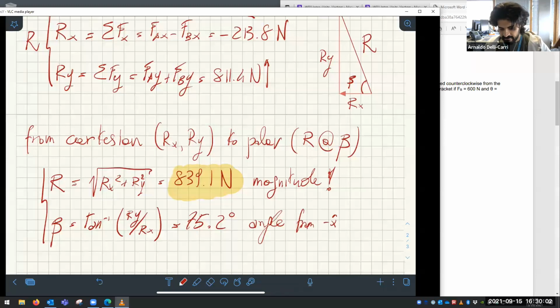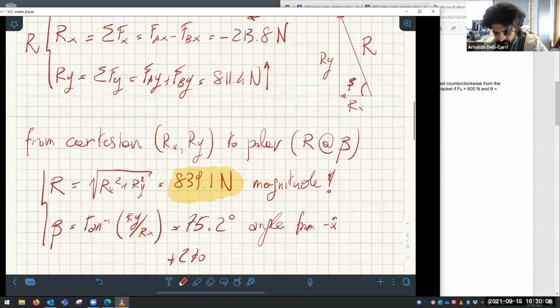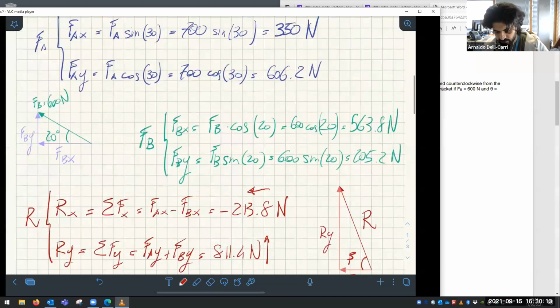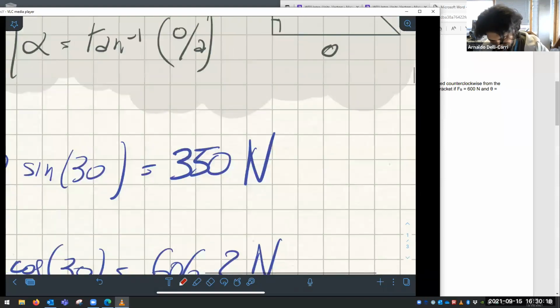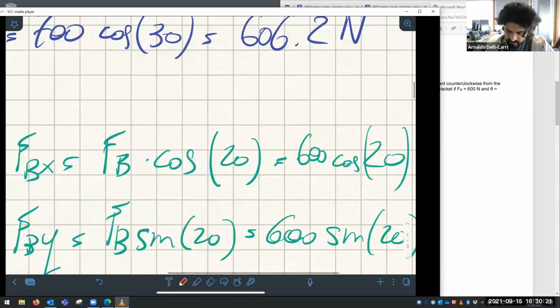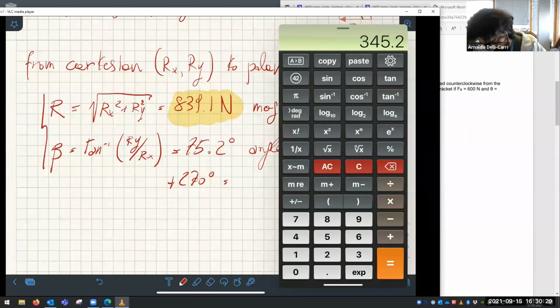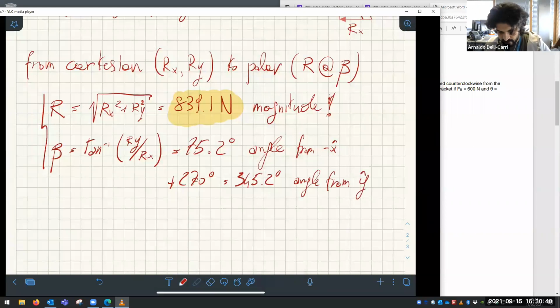So in order to find this one, I have to add 270 degrees. If I add plus 270 degrees, 75.2 plus 270, I get 345.2. That is the angle from y, which is what the question was asking.